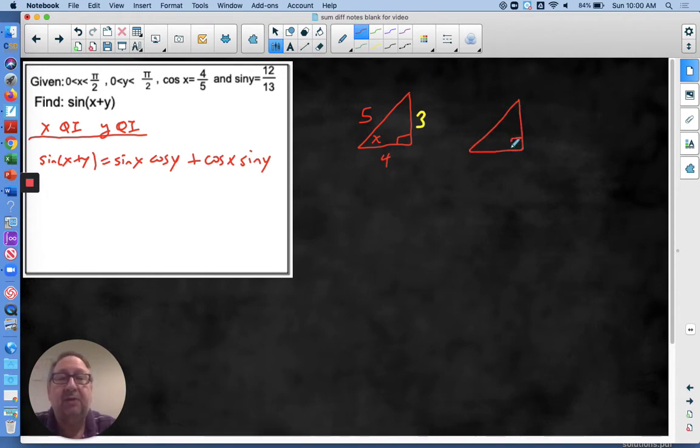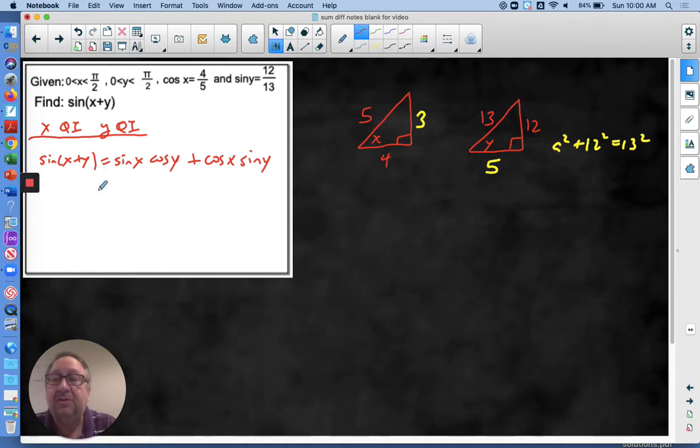Draw a y triangle here. This time what we know about y is the sine is 12/13. Here's 12 and 13. Little Pythagorean theorem here. It's the 5, 12, 13. Or go through and do a squared plus 12 squared equals 13 squared. So you can always use Pythagorean theorem. But it's 5.